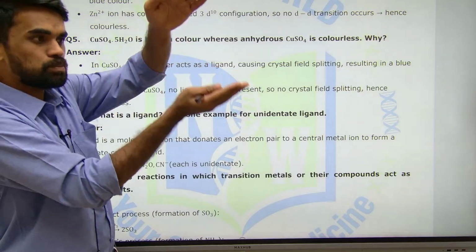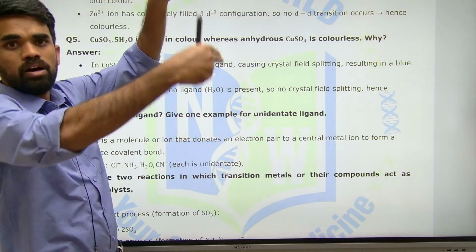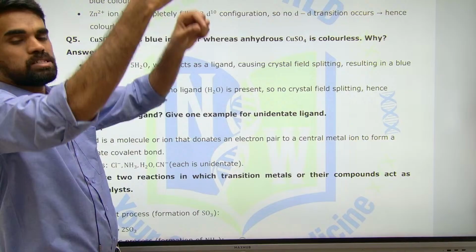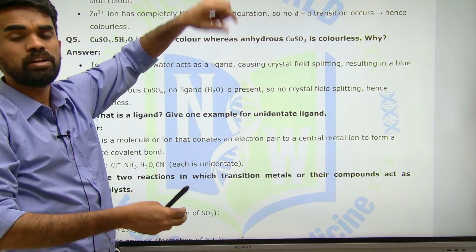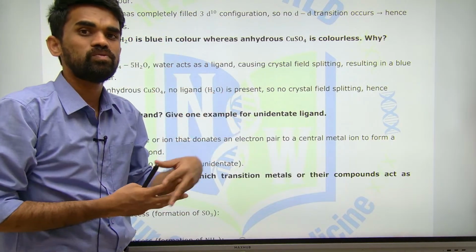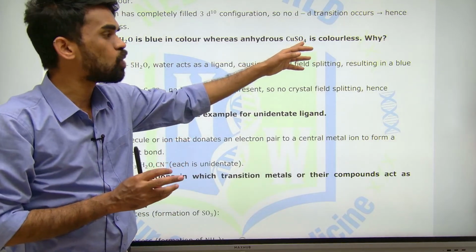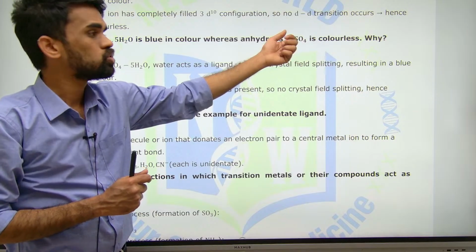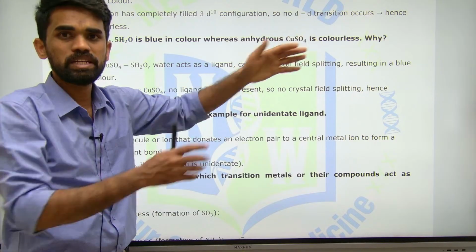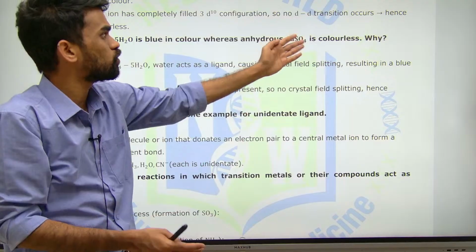The orbital splitting takes place. Due to that, electronic transition takes place from lower d orbital to higher d orbital. We will get a d-d transition, that results in the color of that complex. But here there is no water, there are no ligands, so no d-d transition, no splitting of orbitals and no transition, therefore no color here.